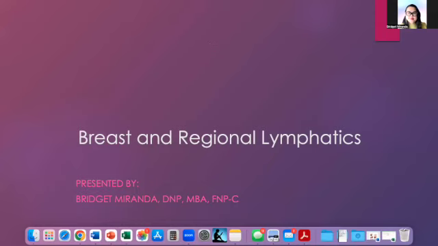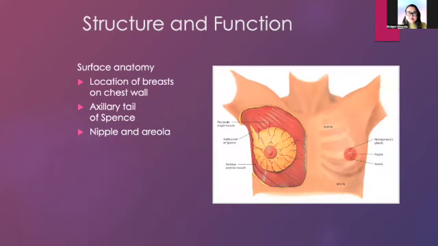Welcome to the Breast and Regional Lymphatics lecture. First, we'll start with structure and function.